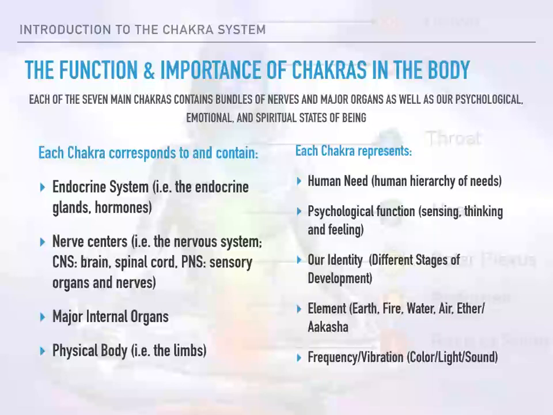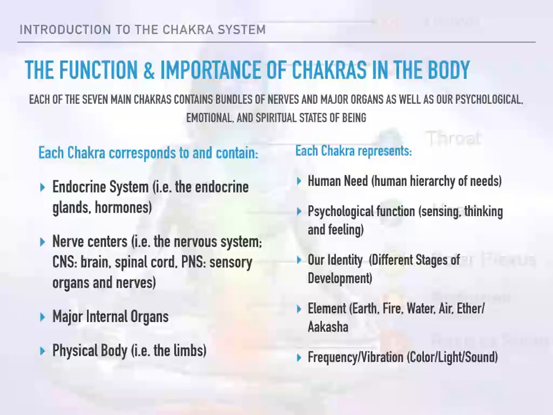So each chakra will correspond to and contain parts of the endocrine system, which you have gone through with Zoe. So that is all our glands producing various hormones. Each chakra will correspond to nerve centers, parts of the nervous system, and major internal organs, and parts of the physical body.